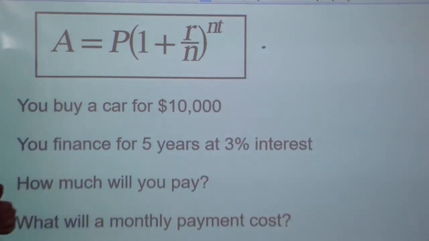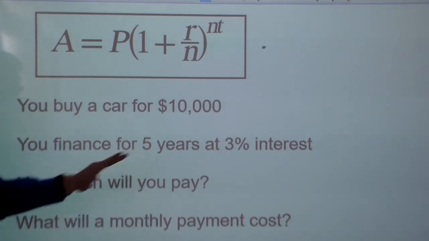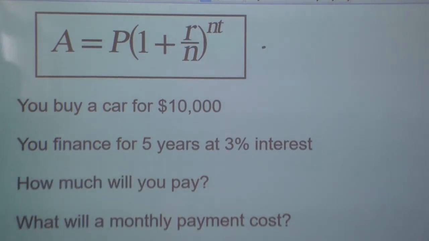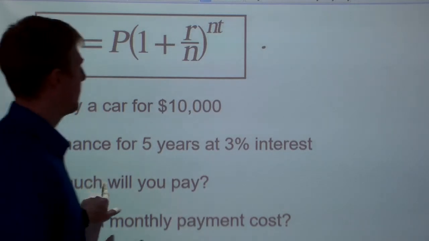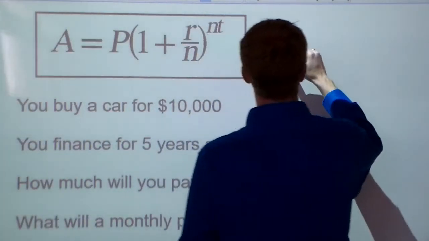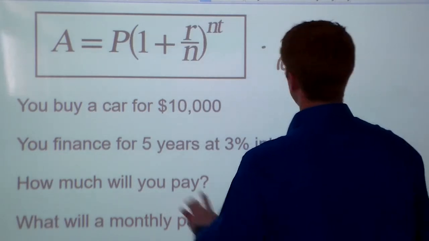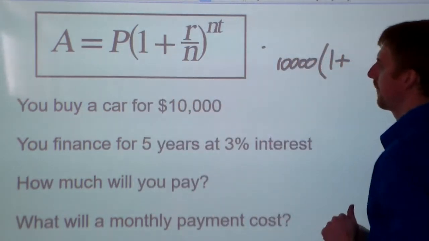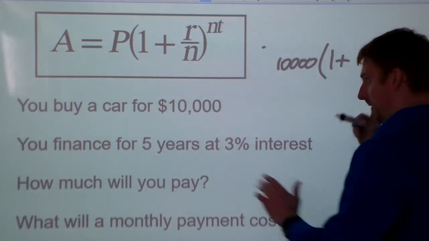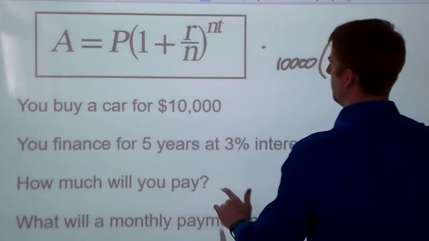Here's your formula. You bought a car for $10,000. You're going to finance it for 5 years at 3% interest. How much will you pay? And eventually we're going to look at the monthly payment. But let's figure out how much we're going to pay first. So we got $10,000 we borrowed. That's your principal. All right, we're going to finance it for 5 years, but that's not going to show up till the very end there.